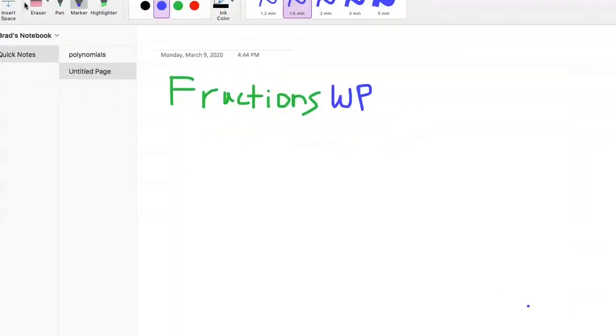So today we're going to look at fractions, and the WP is word problems. Okay, so we got three examples here. I'm going to read the question first, and I'll try to read it slowly because I know it's different than when you're actually reading it on the screen, and then sort of write out how I would write it out, and then we'll solve the problem together.